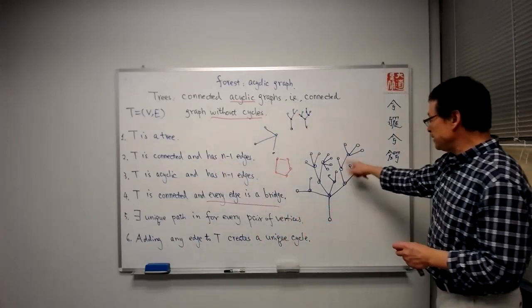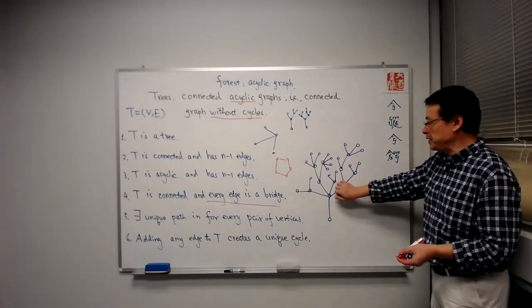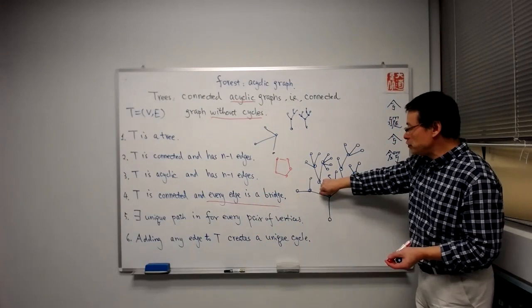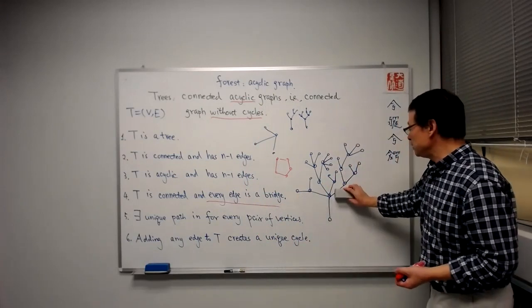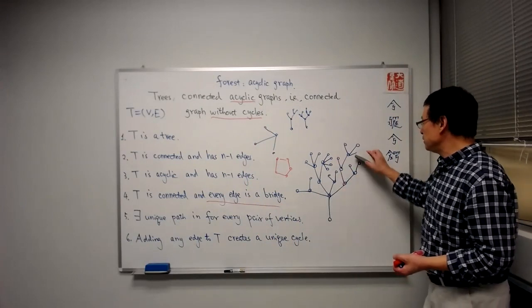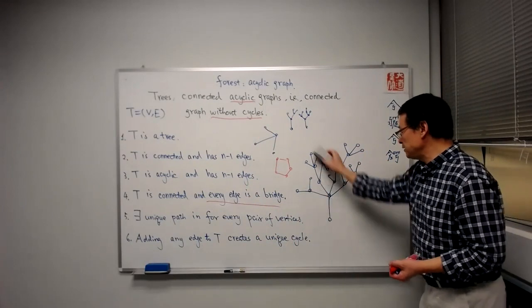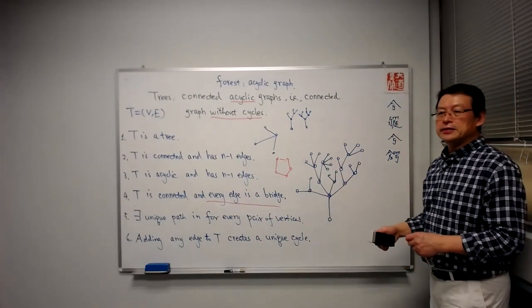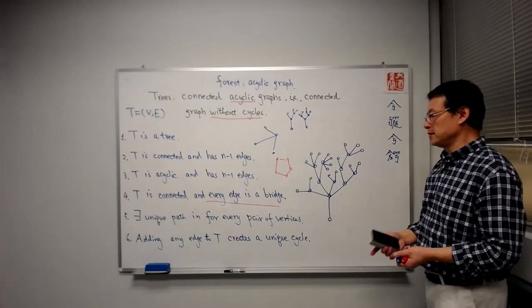All right. So you can see in this graph, if I remove any edge, the tree will be broken into 2 pieces. Any edge, if I remove this edge, it will be 2 pieces. If I remove this edge, one single vertex and the rest. If I remove this edge, 3 vertices and the rest. All right. So if I remove an edge from a tree, the tree will be broken into 2 pieces.